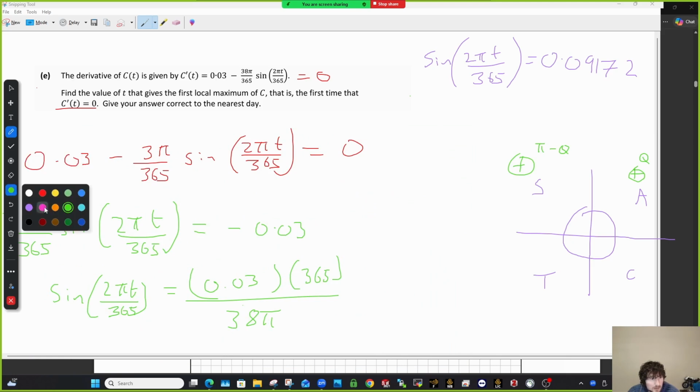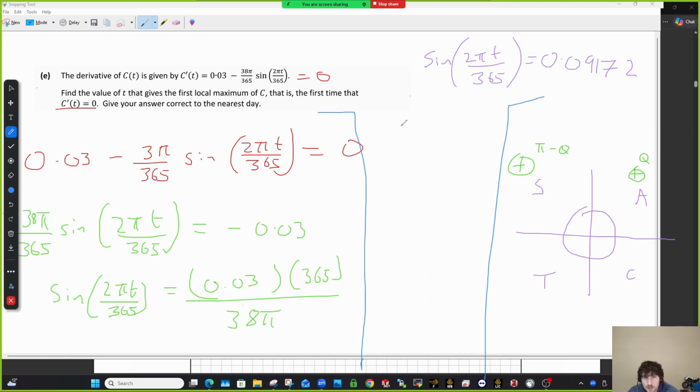And let me get another color out, because this is pretty important for people. So you split the page down the middle. So you're going to get something like 2 pi t over 365. I'm going to take a sine inverse of this. So sine inverse 0.09172. So that's going to give the first quadrant answer which we want.